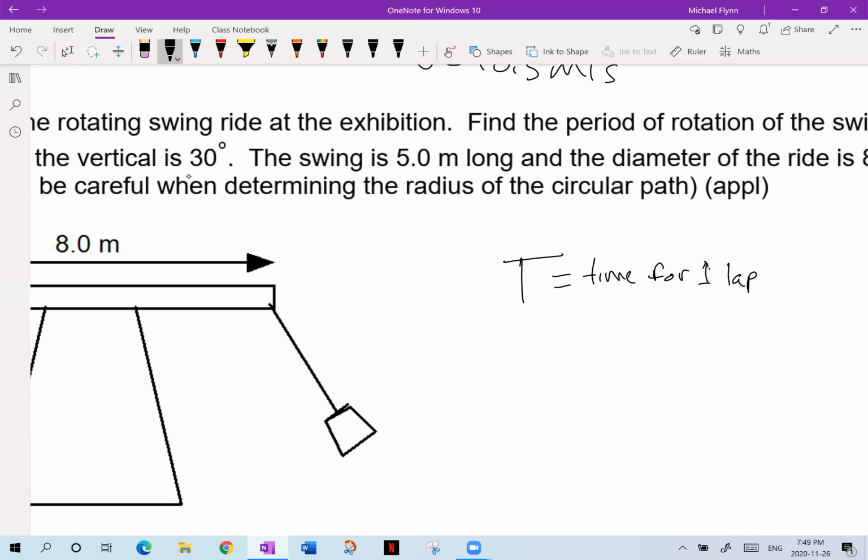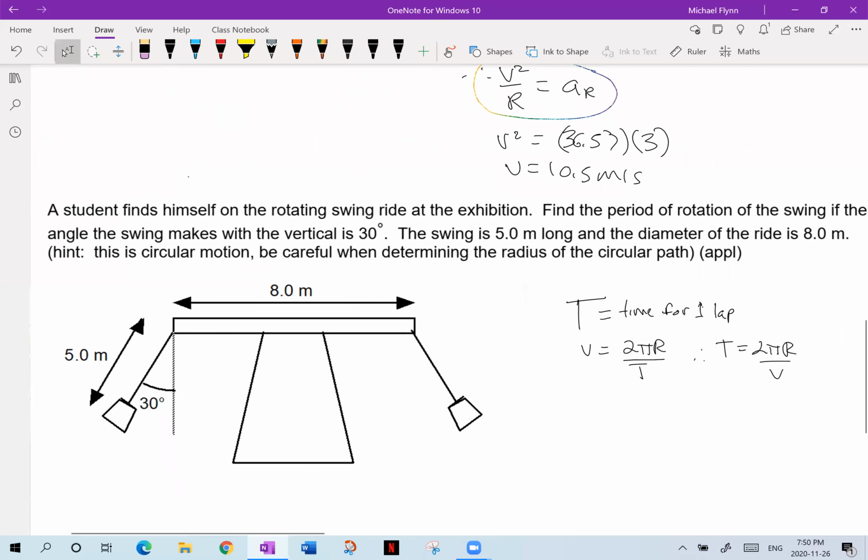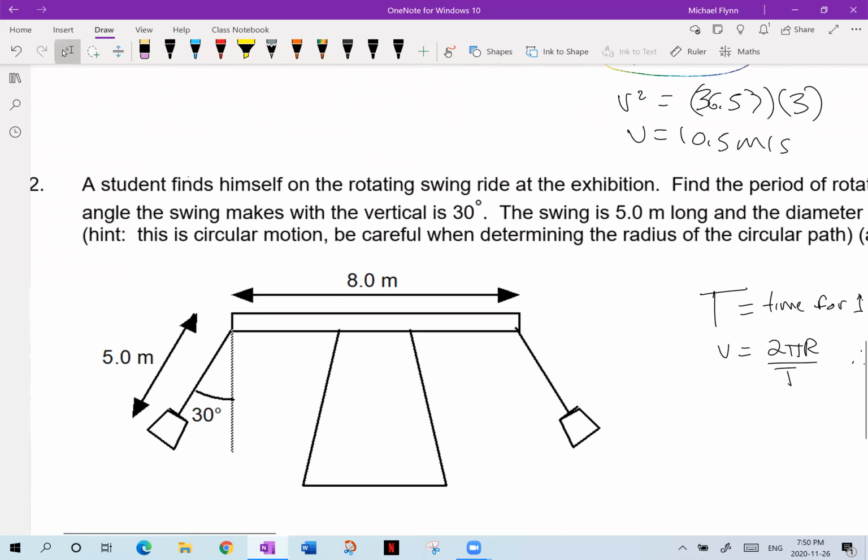Now we're going to get that by doing speed equals 2 pi r over t. So therefore, if we can find the speed, 2 pi r is 1 lap. So this is just speed equals distance over time, right? So to get the period, we're going to go 2 pi r divided by speed. So our real goal here is to find the speed. All right, so here you can see the ride, and you see its dimensions.